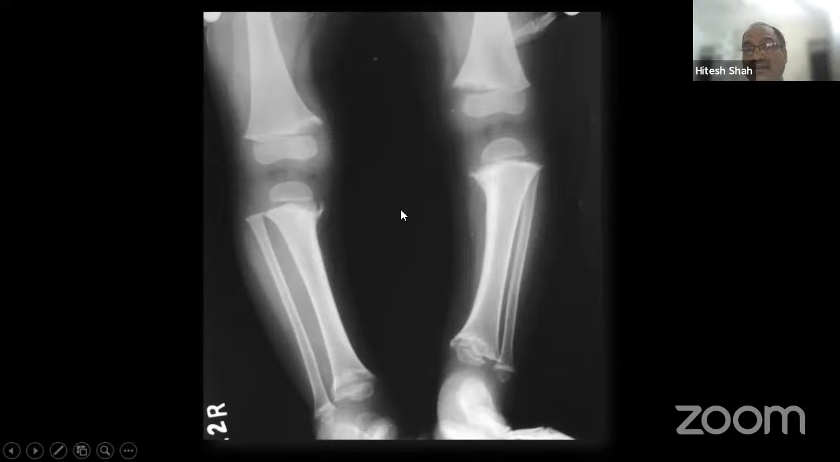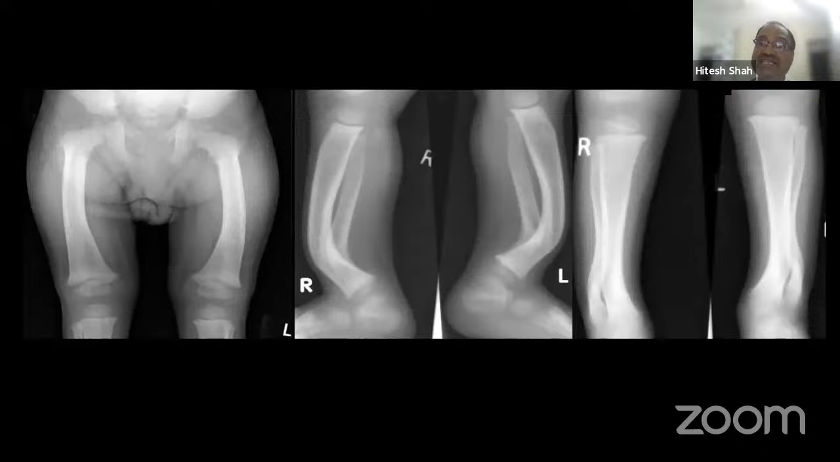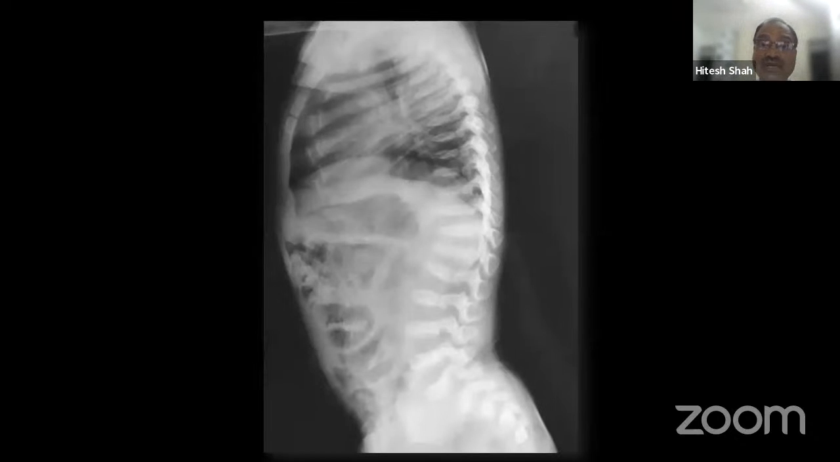Many times people will get confused with Blount's disease, but this is not Blount's disease. This is a very typical case where the diaphysis is abnormal, and you can say this is a diaphyseal dysplasia. The diaphysis is broadened and widened compared to the opposite side. Another example of diaphyseal dysplasia, but keep in mind that rickets may also present with bowing of the long bone. This is an example where the height of the spine is reduced, and we can say this is a case of platyspondyly.